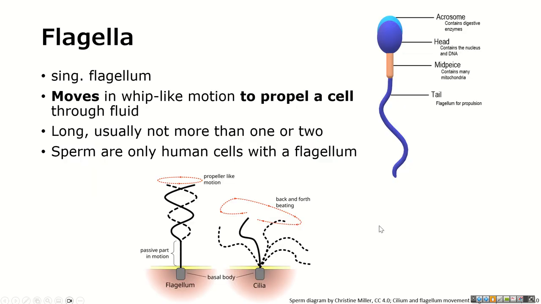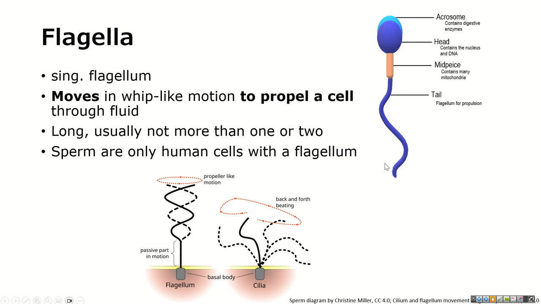Okay, then the third type is called a flagellum. The plural is flagella. And this is going to move more like a whip or a propeller. And it is used to move the cell. Okay, so the cilia moves material past the cell, but the cell stays in place. The flagellum moves the cell. The only human cell that has a flagellum is a sperm cell. That's how it swims. The tail of the sperm is a flagellum.